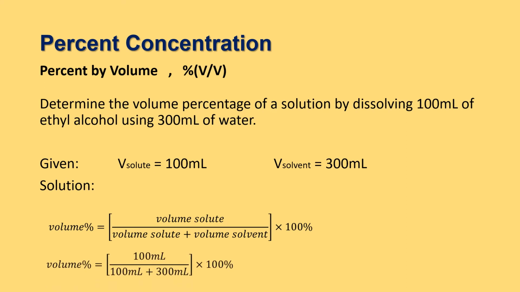To solve this, we simply use the formula for the volume percentage. So we have now 100 ml, which is the volume of our solute, all over the sum of the volumes of two components, 100 ml plus 300 ml, times 100%. In this solution, the unit of ml will be cancelled and we will be left with percent. So the volume percentage will be equal to 25%. This is the percent by volume, the concentration of our solution wherein 100 ml of ethyl alcohol is dissolved using 300 ml of water.